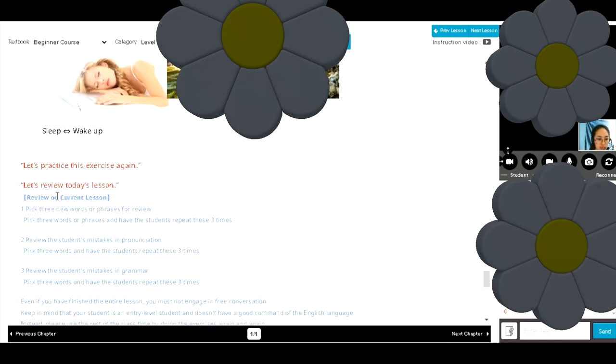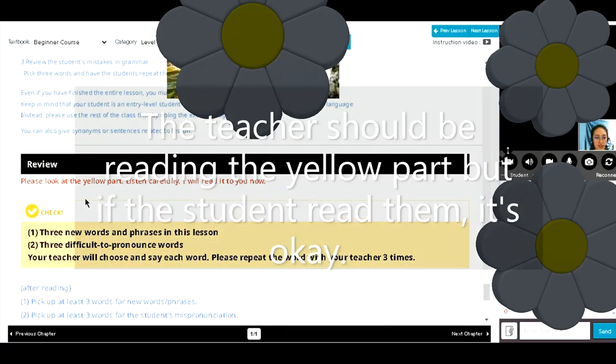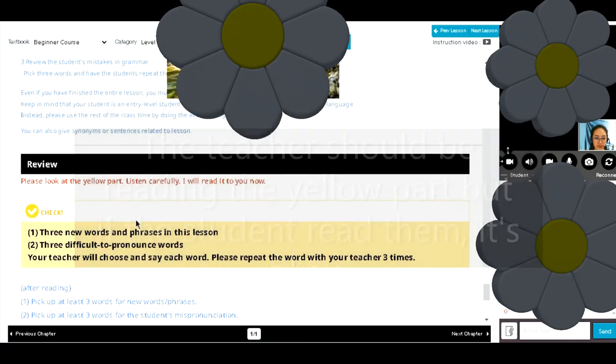So this time let's review today's lesson. Yes, let's have a review. Can you please look at the yellow part? Three new words and phrases in this lesson. Three new words.